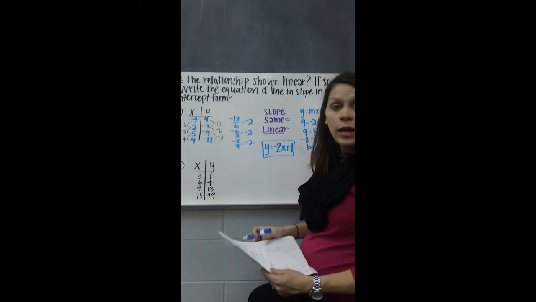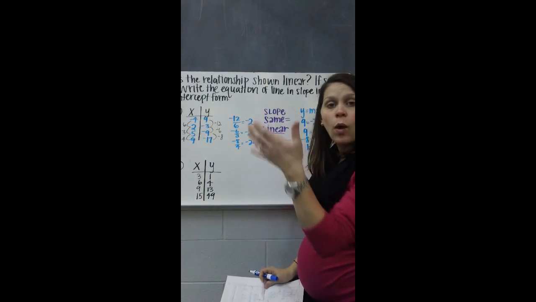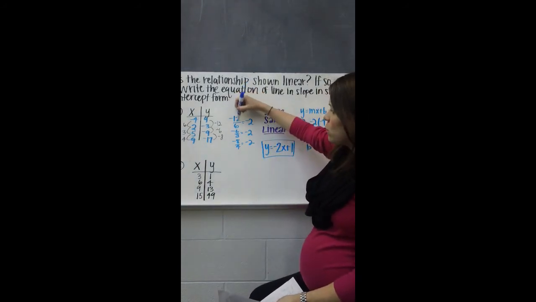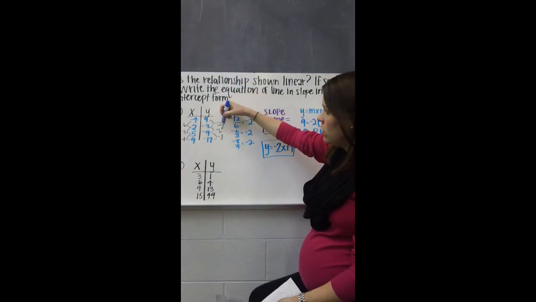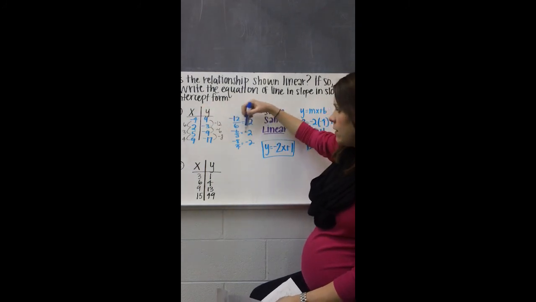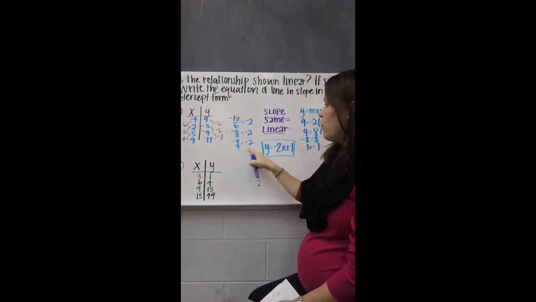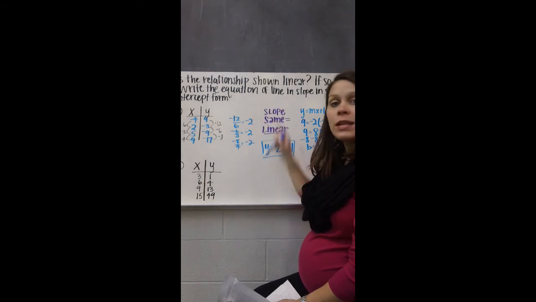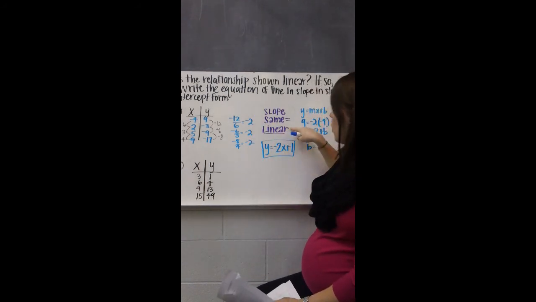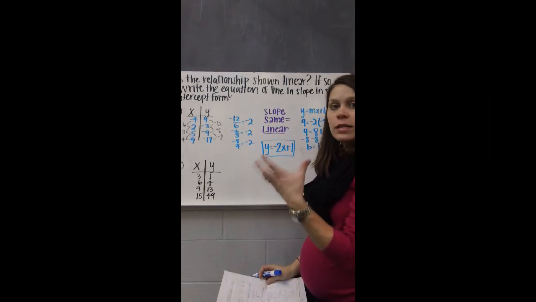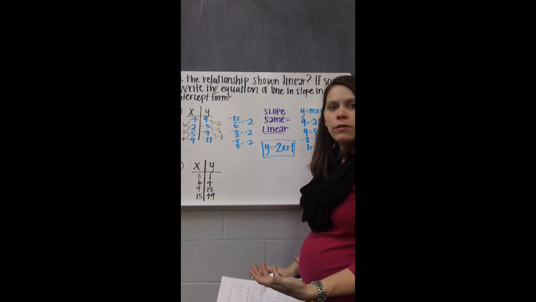Find your rate of change, vertical over horizontal, or y over x. So -12 over 6 is -2. -6 over 3 is -2. And -8 over 4 is -2. Since we got all the same slopes or rate of change, we know that it's linear. Since it's linear, we can find the equation of the line.